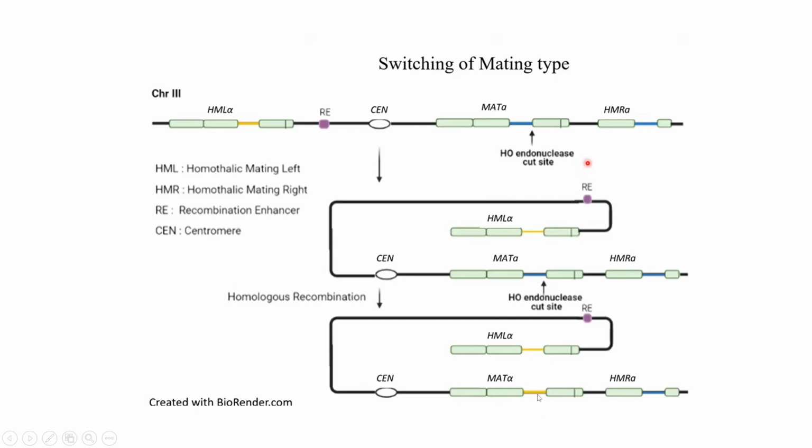And now this organism is converted into mate alpha, so the pheromone produced will be an alpha pheromone. Similarly, if you have mate alpha and it needs to be converted into A, then this HMRA, which is present over here, will come close to this alpha sequence. After the endonuclease cut, they will exchange the DNA by recombination, and then this mate alpha will be converted into mate A by using this HMRA template. So this is how the switching of the mating type occurs in Saccharomyces cerevisiae.